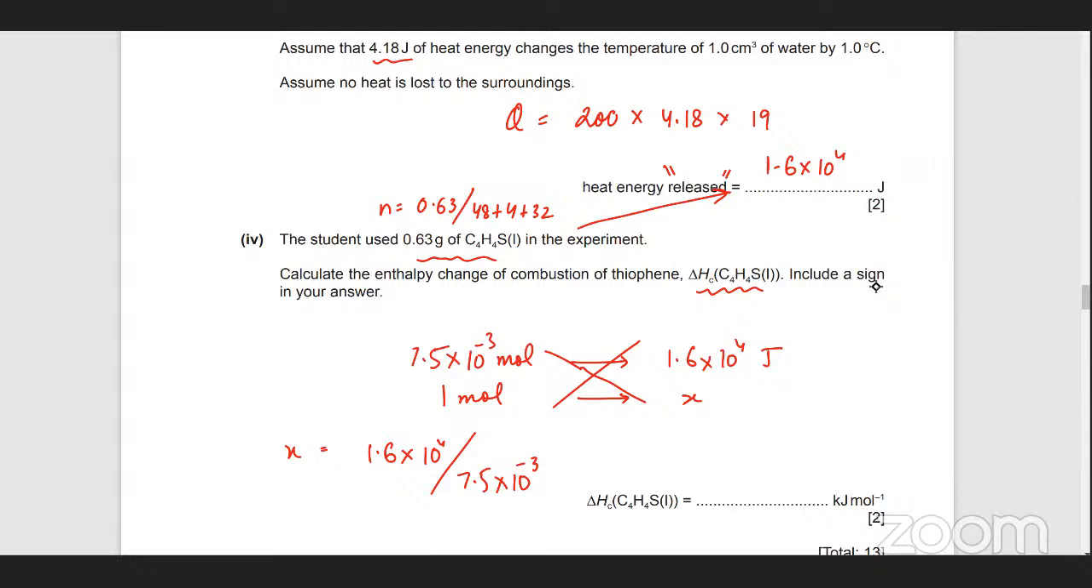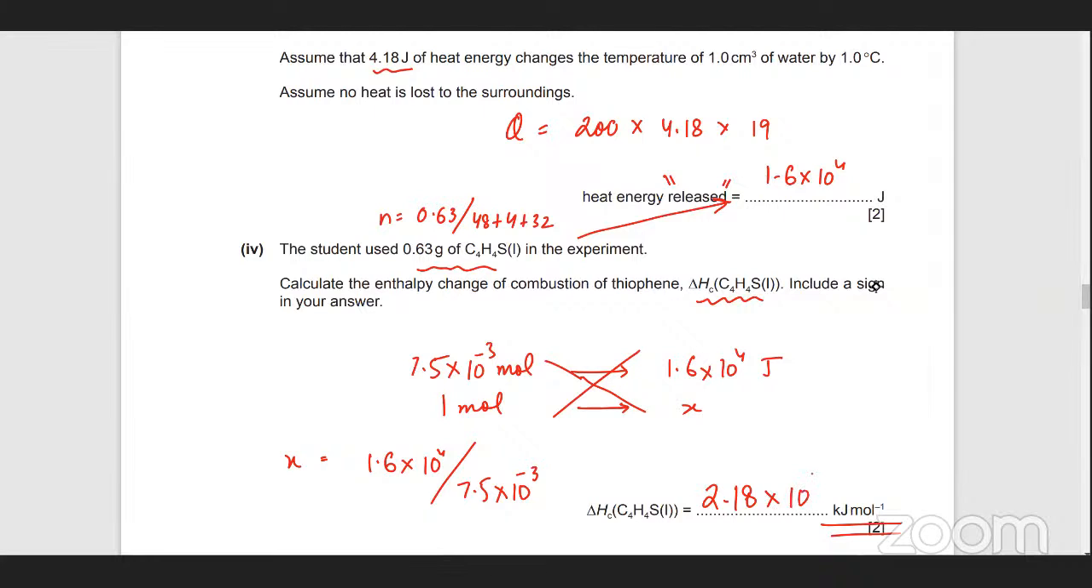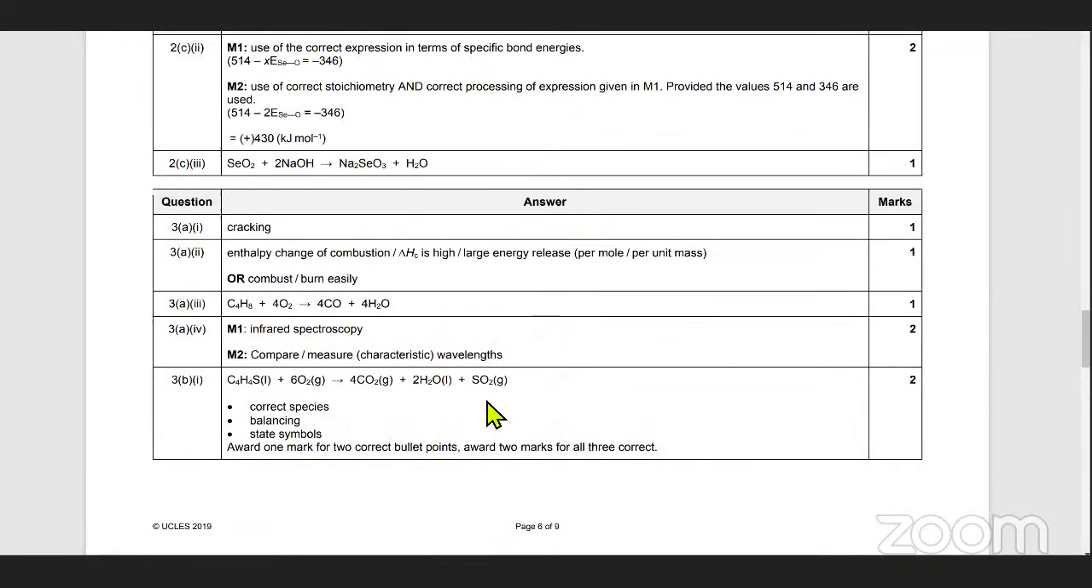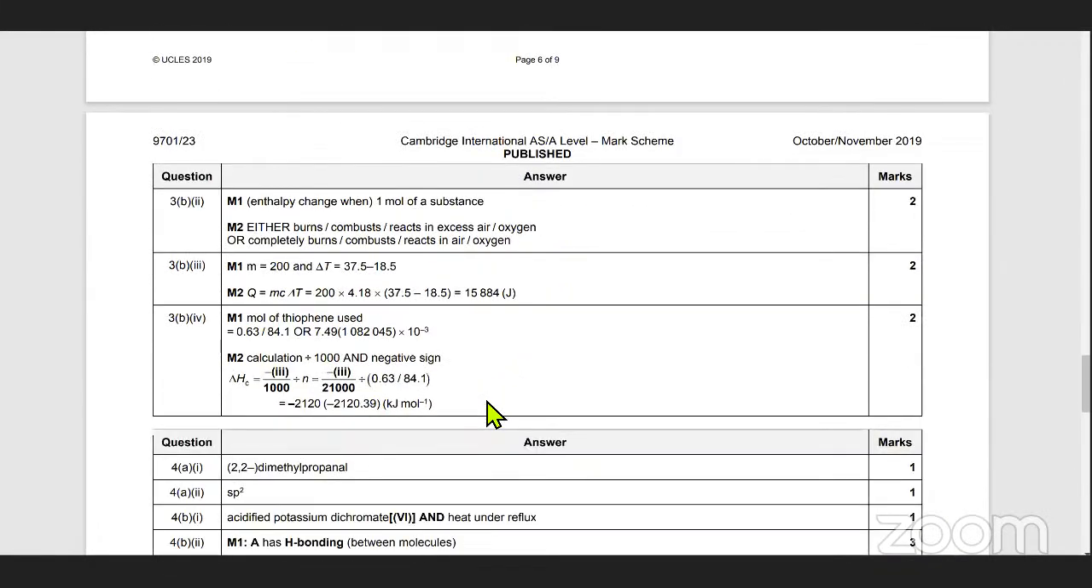जूल्स में ना, किलो जूल्स में क्या होगा? 2.1 into 10 raised to power 3. कितना? 2.1 into 10 raised to power 3. चलो ठीक है, that's fine. ये चेक भी कर लेते हैं कि ये सही भी निकाला है कि कहाँ पे है. This one.